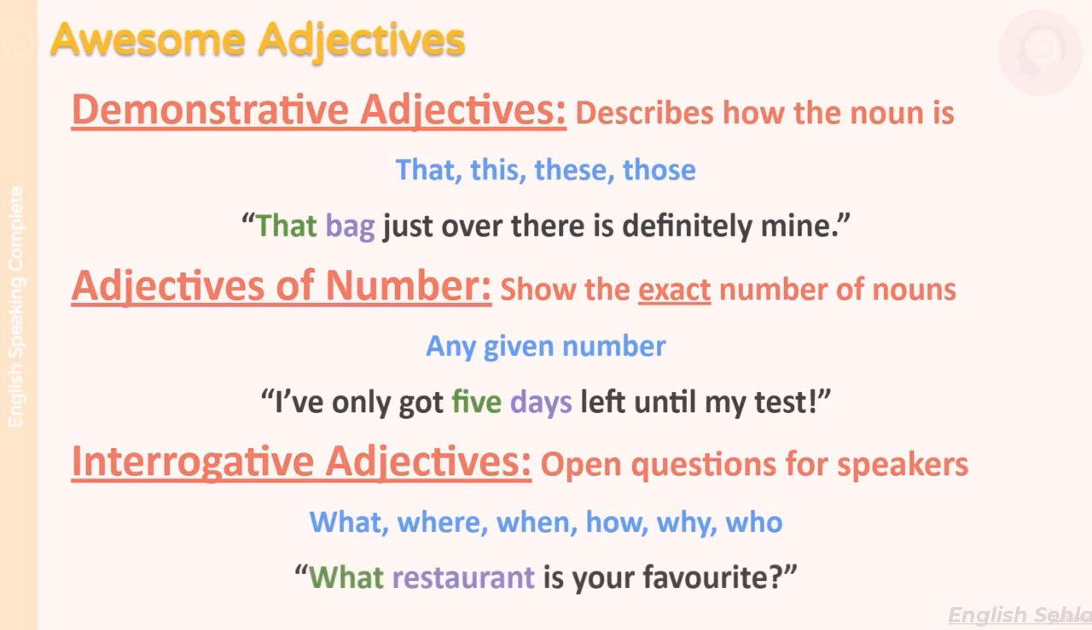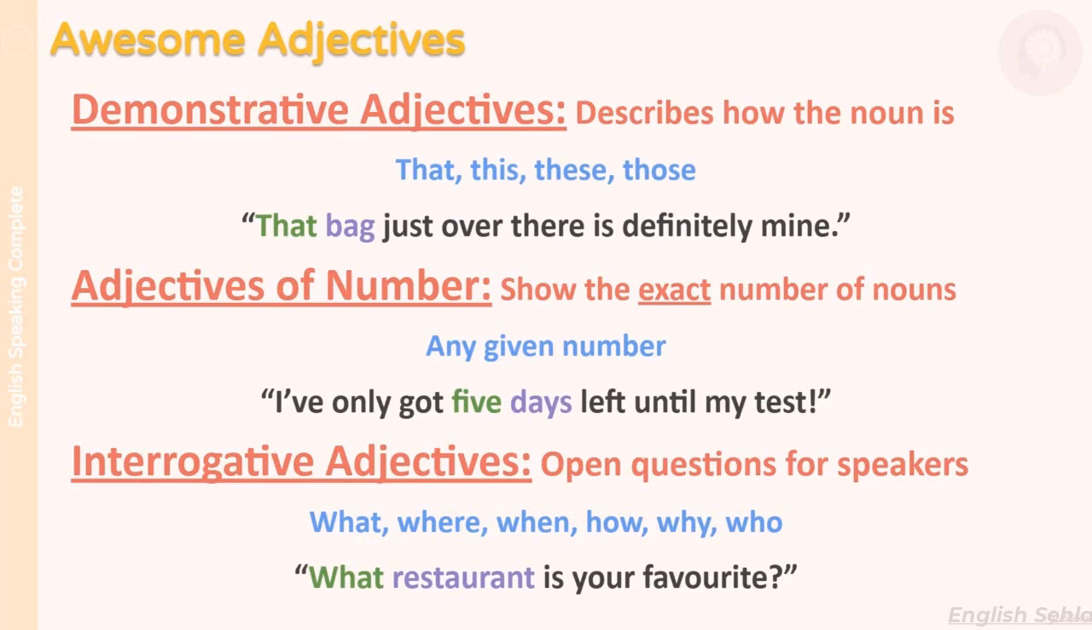What restaurant is your favorite? So there we're describing the noun. What restaurant is your favorite? Again, these W words above, super useful, and we'll be returning to them throughout the course. Okay, so that's all on the different kinds of adjectives. It's useful to know that there are different types and they can be used for different reasons.